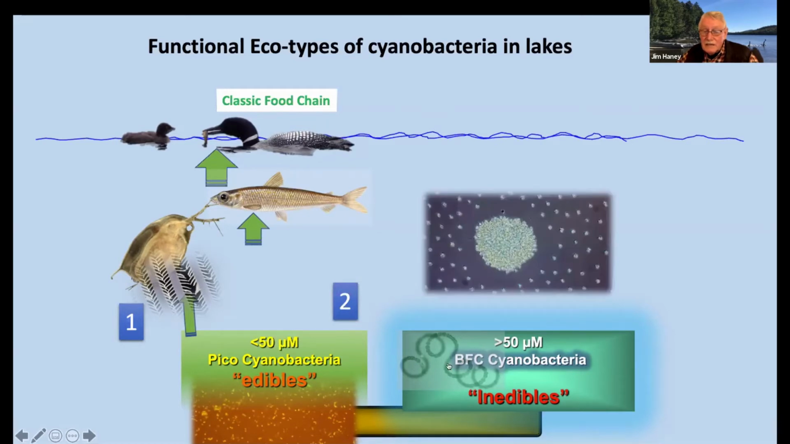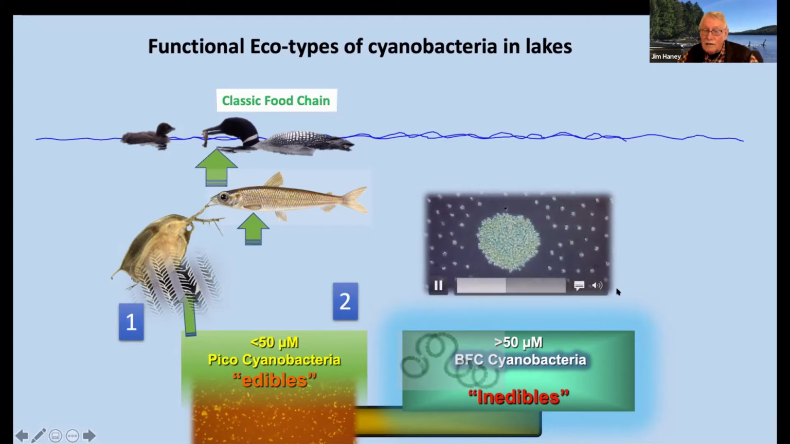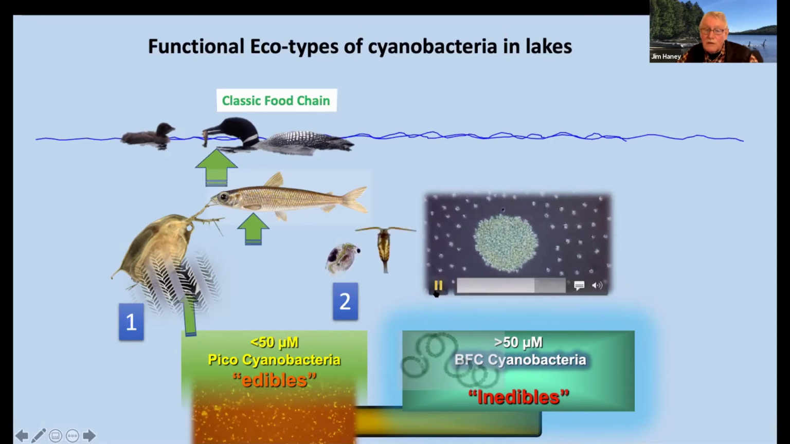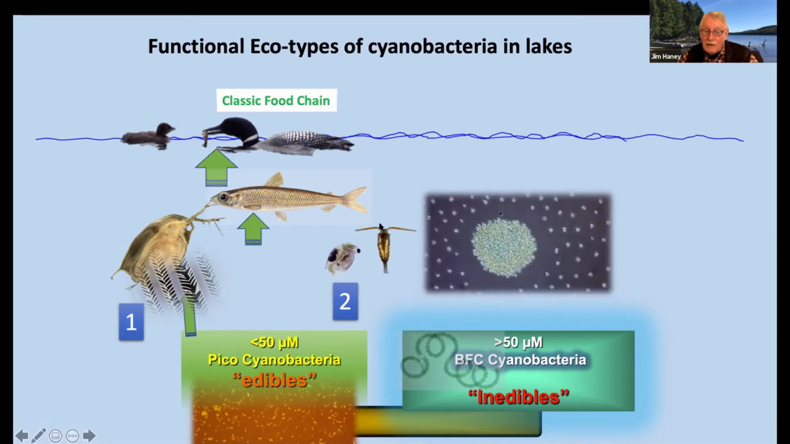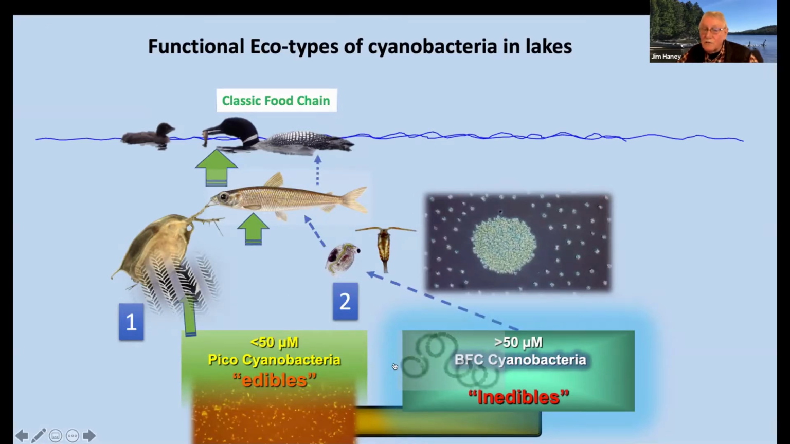The second is that the large forms, the BFCs, or the bloom-forming cyanobacteria, are largely inedible, except at times under stress. What we see with things like Dolichospermum is that they can begin releasing their cells from the colonies. And when they do that, there are some coarse feeders, such as Ceriodaphnia and Diaptomus, that can also feed into the food web. So some of this may get into the food web.